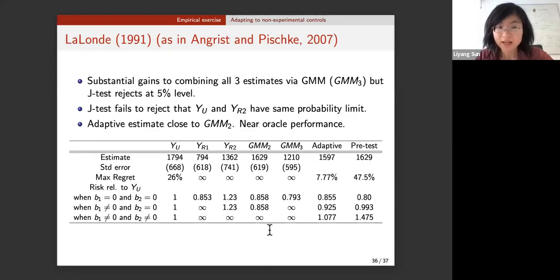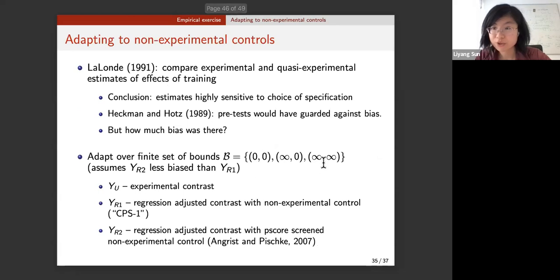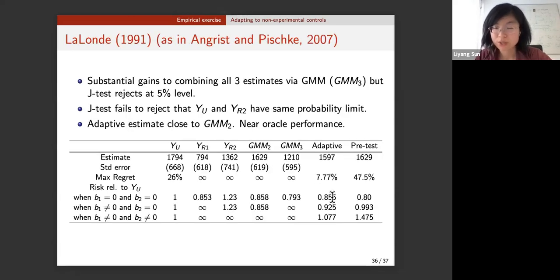So here, YU again is very noisy compared to what we could have gotten if there is really no bias, compared to the GMM3 that combines all 3 estimators. But the J-test actually rejects here because YR1 is very different from the robust estimates. And the adaptive estimator we propose ex post will look similar to the GMM2 estimator that combines YU and YR2. But it's under a completely different principle that tries to get close to the oracle that's able to switch across these 3 bias spaces and switch to the corresponding minimax estimators. So in that regard, the adaptive estimator also improves upon the pretest estimator by lowering the worst case adaptation regret.